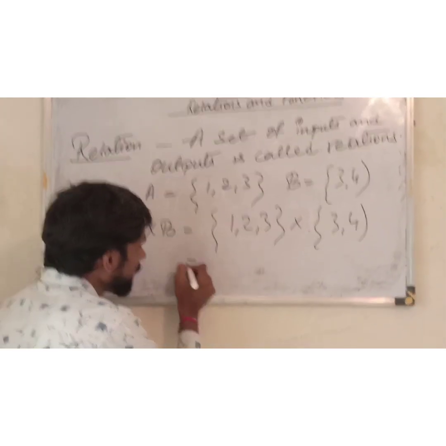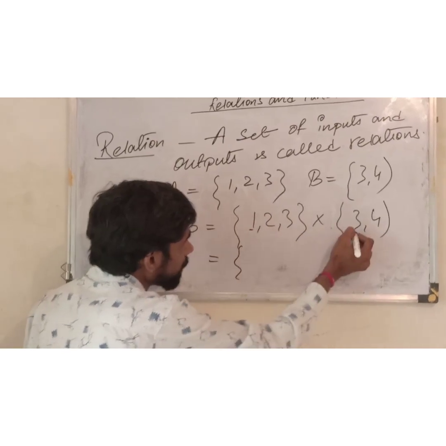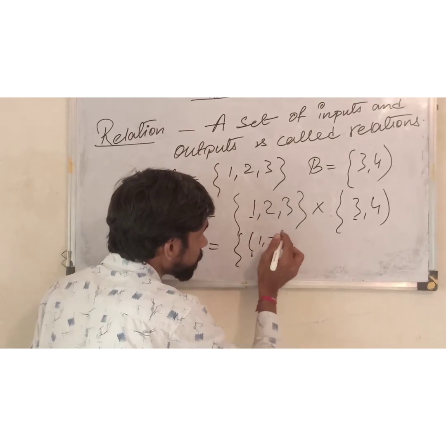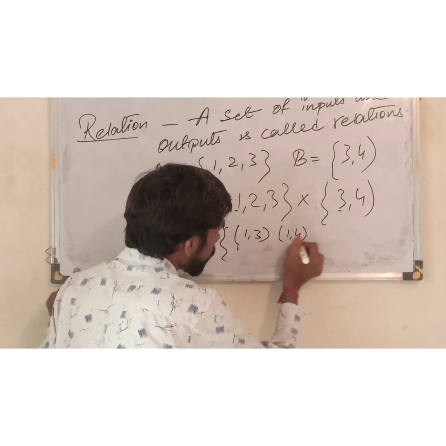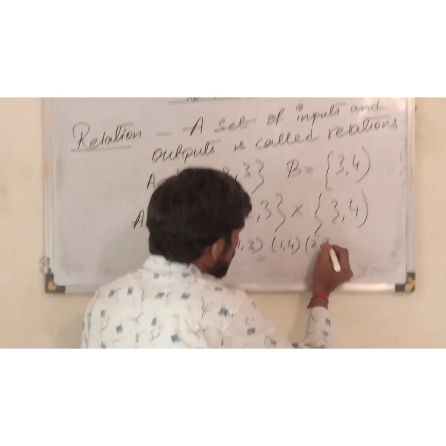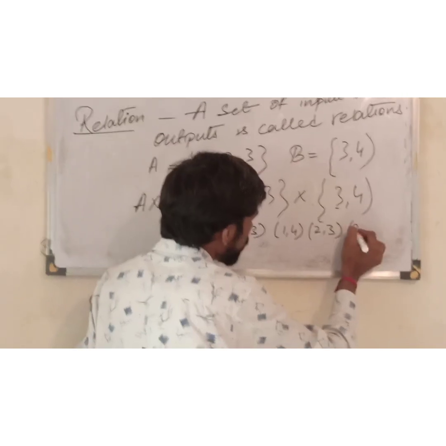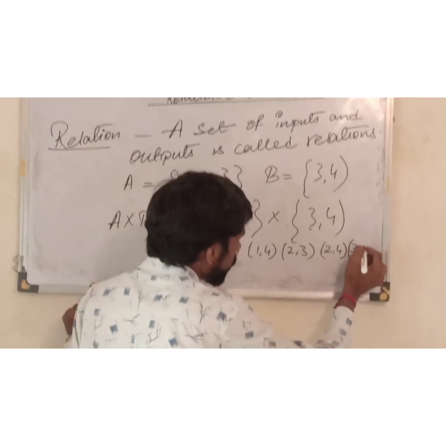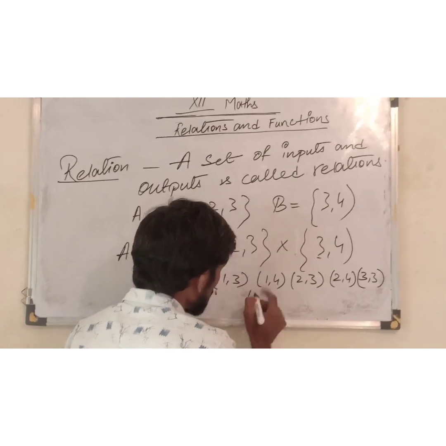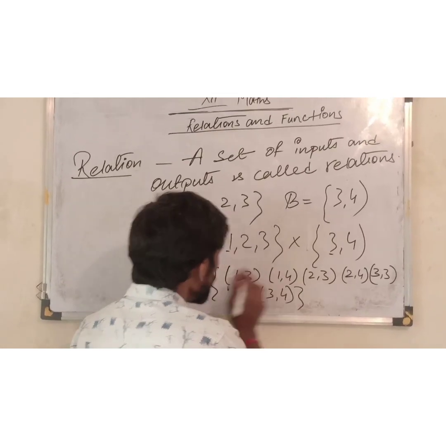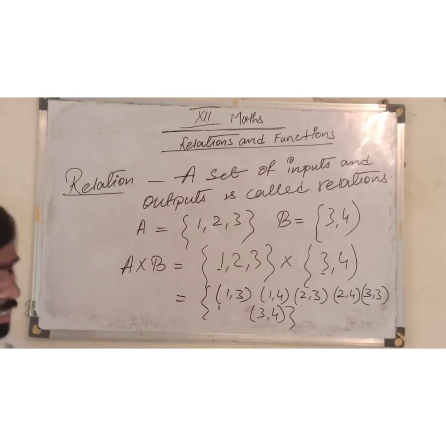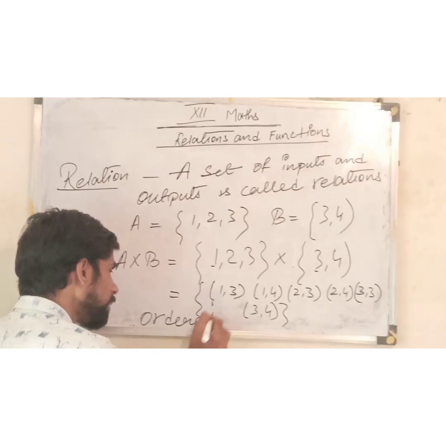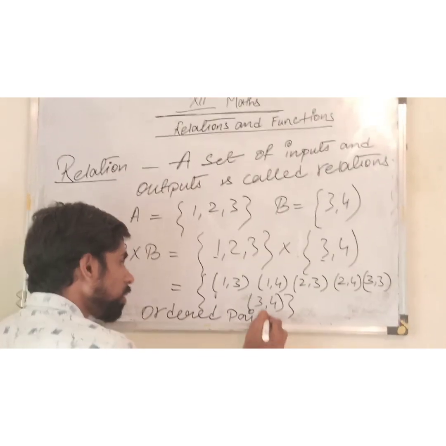So here we will get 1 comma 3, 1 comma 4, then 2 comma 3, and once again 2 comma 4, like that 3 comma 3, then last is 3 comma 4. So these are the elements of the Cartesian product. Here, what do we call this? This is called an ordered pair.